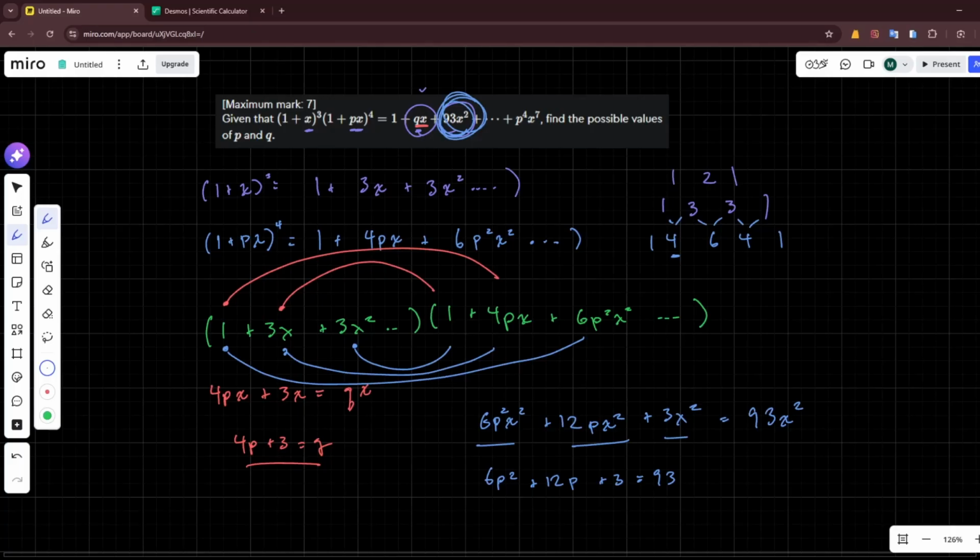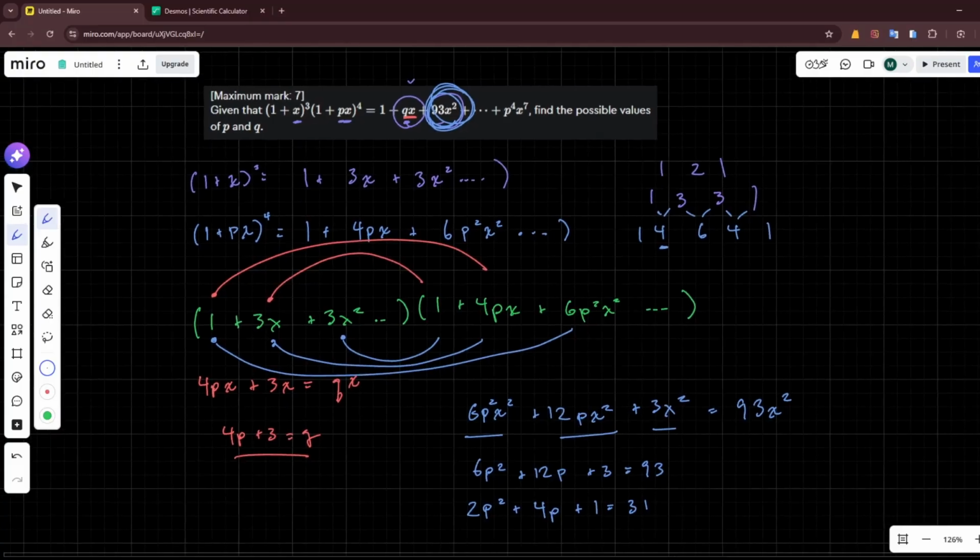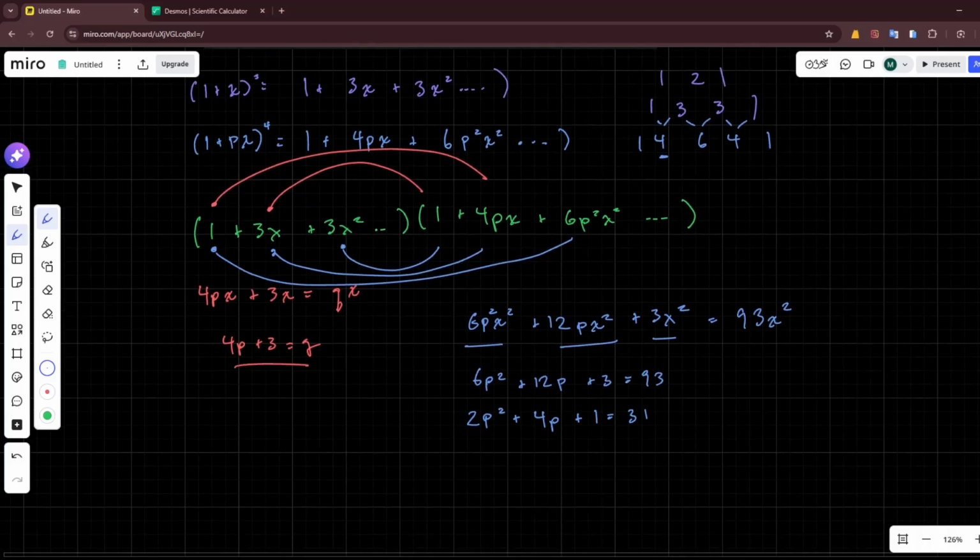I can solve this a bunch of different ways. I'm going to divide by 3 first, though, because it looks like everything will divide by 3. So that's going to be 2p squared plus 4p plus 1 equals 31. And then if we subtract 30 from the end, we have 2p squared plus 4p minus 30 equals 0. Now everything's even again, so I'm going to divide again. p squared plus 2p minus 15 equals 0. And that's a much less scary quadratic than we had at the beginning.